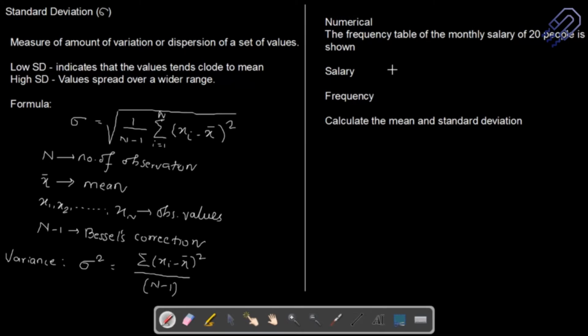This is a very simple illustration. As I told you, I might give you some questions which might be a bit more difficult than this, but I think you can do it. So a salary of 3,500, the number of people getting that salary is 5. Salary of 4,000, number of people is 8. Then 4,200, and the number of people is 5. And then I'll take one more observation, 4,300, and the number of people is 2.